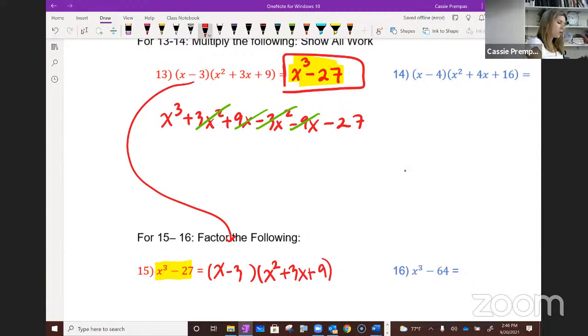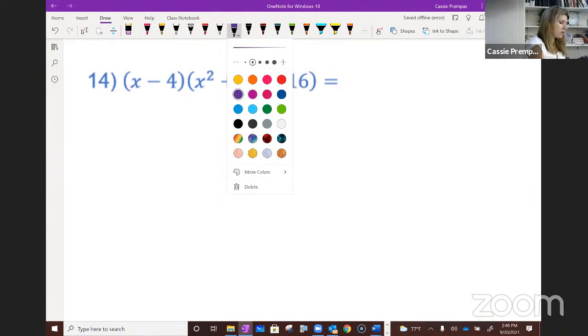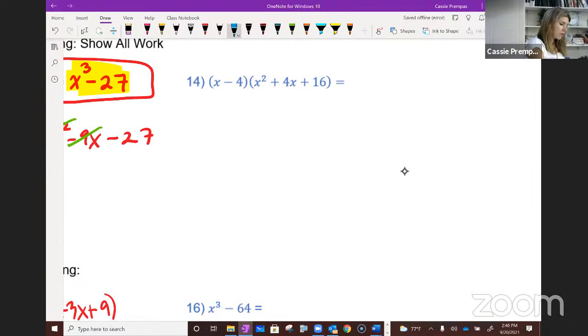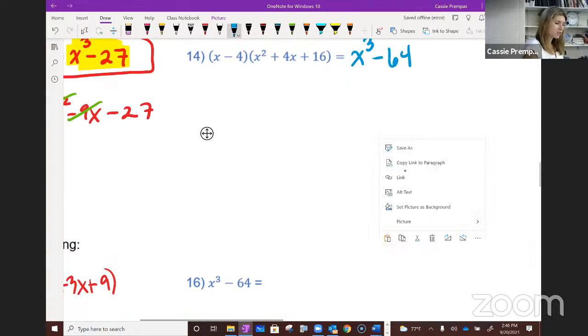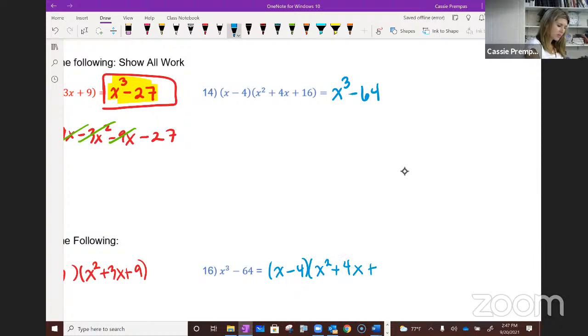Number 14, what do you think 14 will multiply into be? What do you think its answer will be? Number 16's answer, you are correct. So I'll just go ahead and write it. This is what it will simplify to, x cubed minus 64. So number 16, what do you think it will factor into be? The same as 13, so we'll copy that down. x minus 4 times quantity x squared plus 4x plus 16.